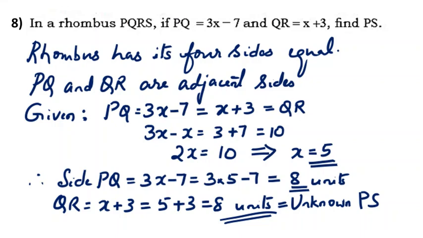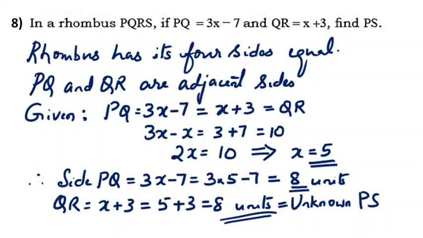So PQ, that is a side, correct? They have given that it is 3x minus 7. QR, that is also a side. That is given as x plus 3. Find PS. PS also is a side, correct, no? So we now don't need this x, y and all. We have to find the length of the side.